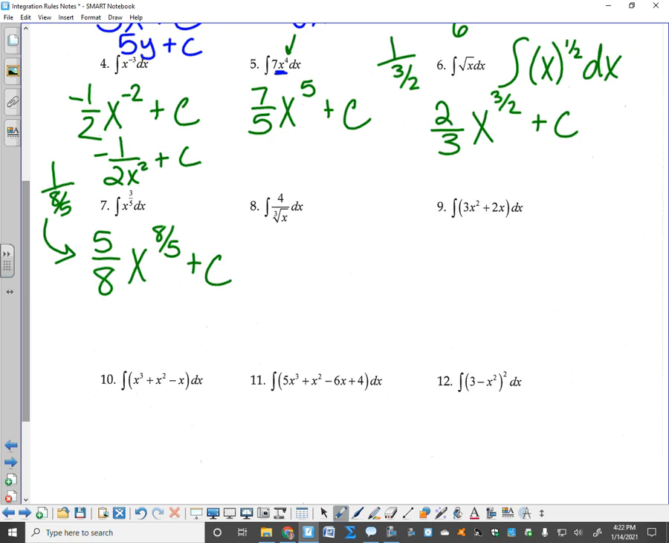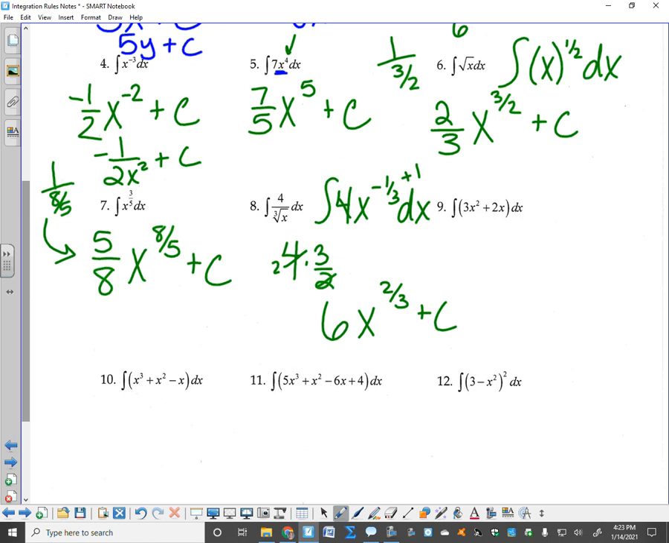Okay, number 8, I'm going to prep him. 4 x to the negative 1/3 dx. All right, if I add 1, that would give me 2/3. Flip it, because it's going to go under 1, that would be 3 over 2. So I have 4 times 3 over 2, so that's a 6. X to the 2/3.